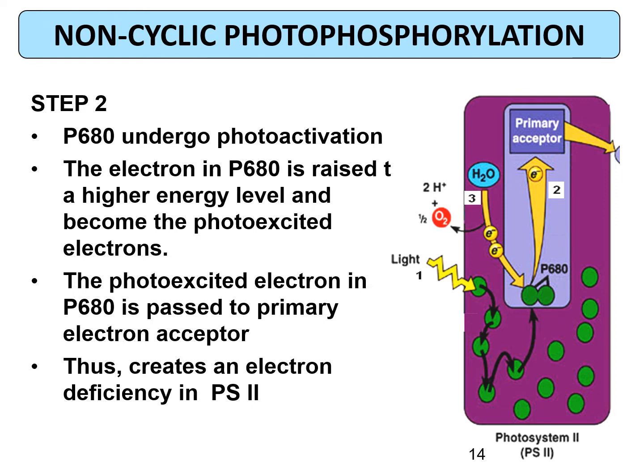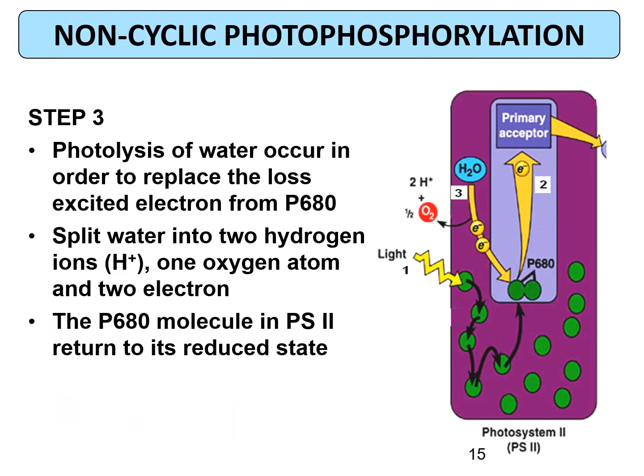Use the term correctly: undergo photoactivation, meaning that the electron is excited from the primary pigment. The electron in P680 is raised to a higher energy level and becomes photoexcited. The photoexcited electron passes to the primary electron acceptor and creates an electron deficiency in PS2 because it lost an electron. Next, photolysis of water will replace the loss of the excited electron in the P680.